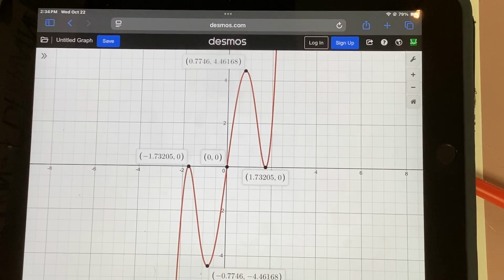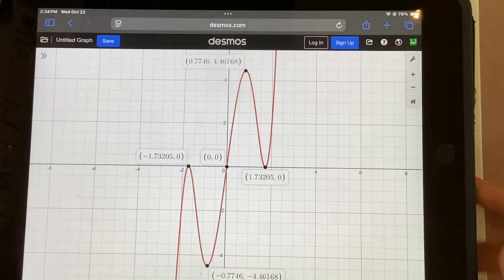And then if you're doing increasing and decreasing, we would say, what are you doing first? Increasing, from negative 1.732. Yep, 1.732. And then you would decrease from negative 1.732 all the way to negative 0.774. And then you would increase, and then you would decrease, and then you would increase. Does that make sense? Okay. So that's kind of how you do it with the Desmos app.